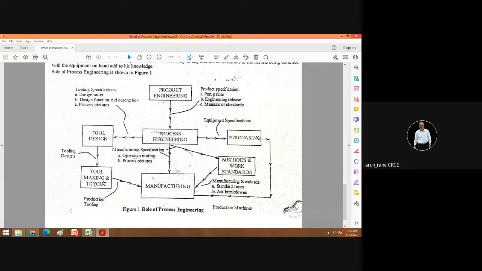If you are working in a tool room and if you are working in a production shop, working in the tool room is always challenging. Every hour something goes wrong. Parameters keep on changing. It's not a repetitive work. It's all changing every day, every hour.